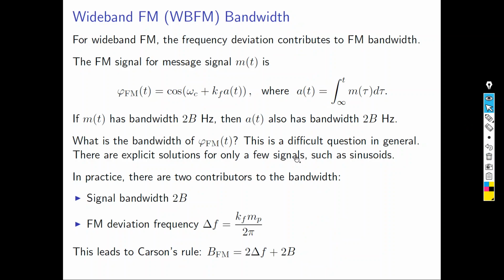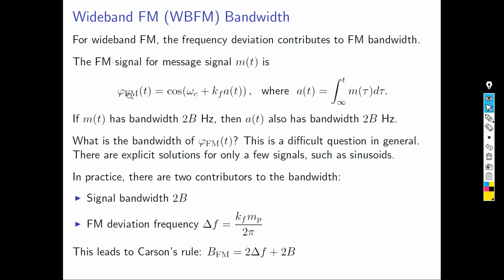So what does this mean? For wideband frequency modulation, the frequency deviation contributes to the FM bandwidth. In this case, the FM signal for message signal m of t is given by this equation that we all know, cosine of omega c t plus kf a of t, where a of t is the integration of the message in frequency modulation. If m of t has bandwidth 2B, then a of t also has bandwidth of 2B. The integration of the message also remains the same bandwidth.